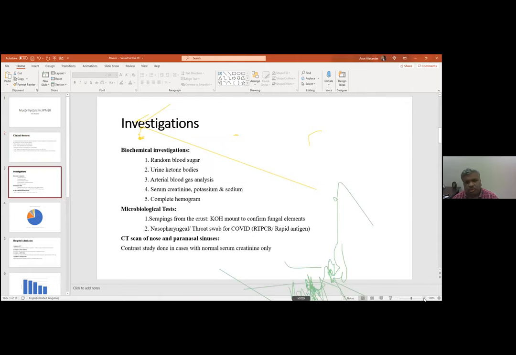Now, what were we doing? A patient with suspected mucormycosis came. These were the investigations that we would order in the emergency room. We'd get a random blood sugar, urine ketone bodies, arterial blood gas, electrolytes, and a complete hemogram. And a microbiological test to diagnose mucormycosis, and then a nasopharyngeal and throat swab for RT-PCR for COVID. We also simultaneously get a contrast-enhanced CT, depending on how their blood sugar was doing.